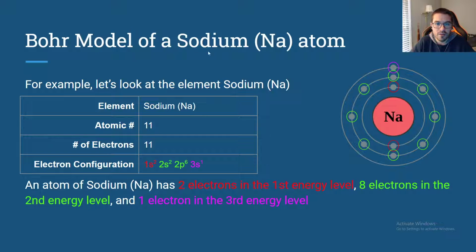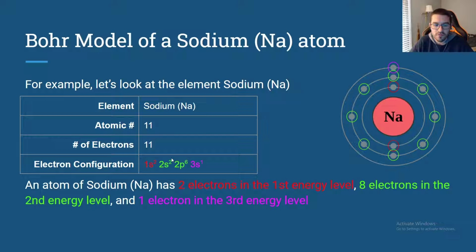So this is an element called sodium. It's number 11 on the periodic table. It has 11 electrons. This would be the electron configuration for sodium. And then this is what the Bohr model for sodium would look like.